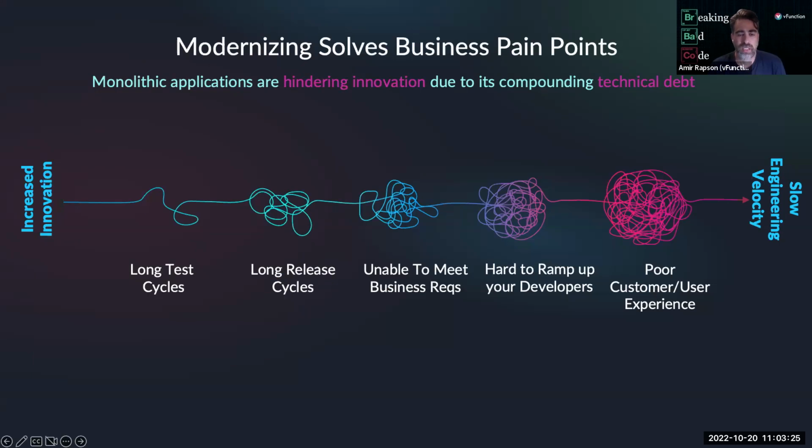So what happens with an application as it gets bigger? It starts to accumulate technical debt. So you start by having those long test cycles, which lead to long release cycles. You're really unable to meet your business requirements quickly enough, so you're not able to innovate fast enough. It's very hard to ramp up new developers to a monolithic application as it gets more complex. We've heard stories from companies that it takes them sometimes even up to a year to fully ramp up a developer on a large monolithic application.